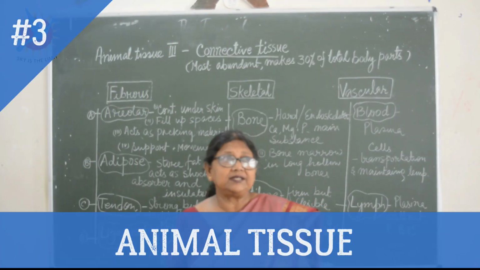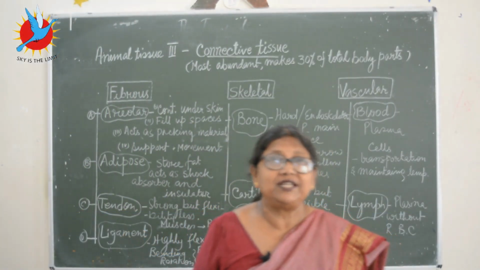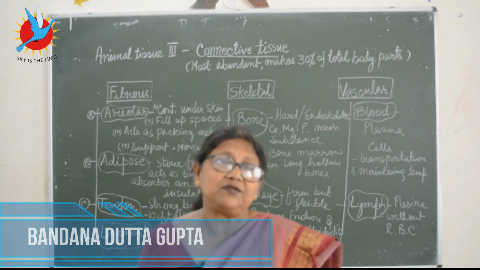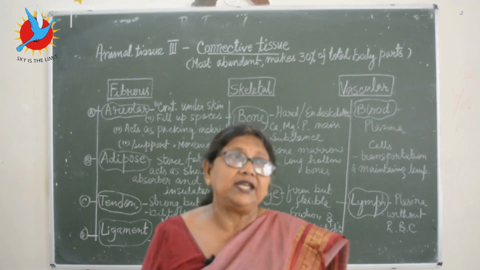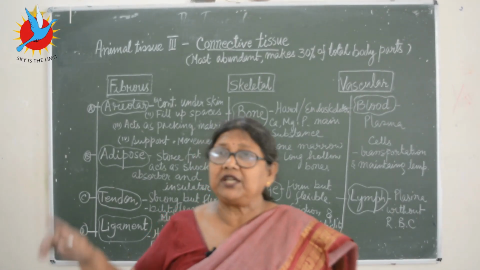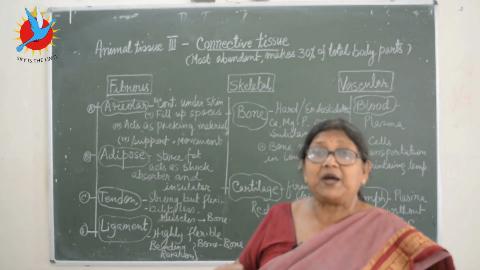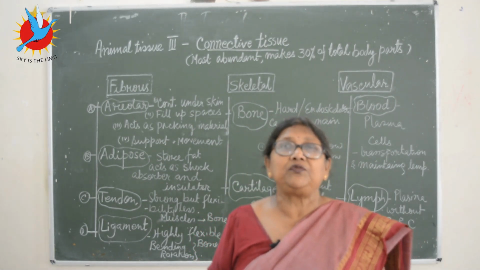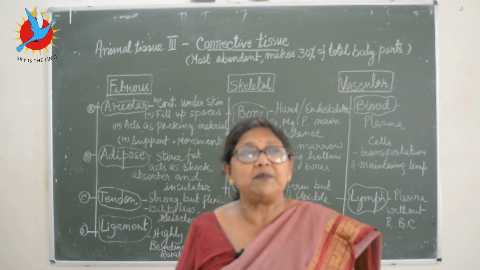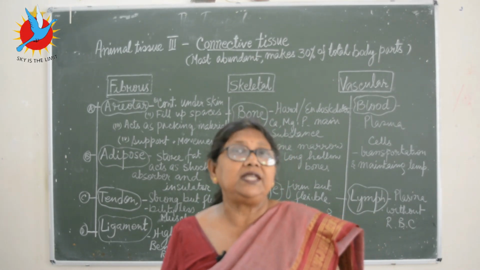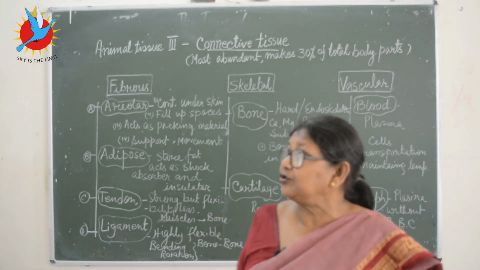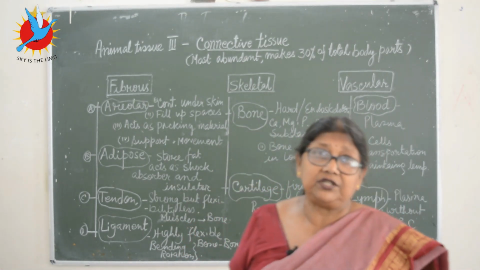Yes, students, we meet again for the same chapter, animal tissue, that we did in the previous video. So we did animal tissue. Today we are going to do the third part. First part we did the plant tissue. Second part we started the animal tissue. We have done the epithelial, the muscular, and the nervous tissue. And today the last part of the animal tissue we are going to do, that is the connective tissue.